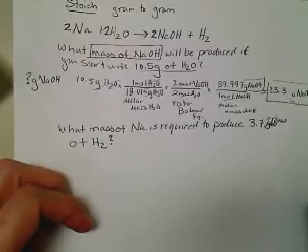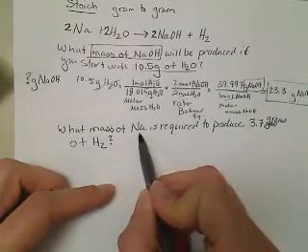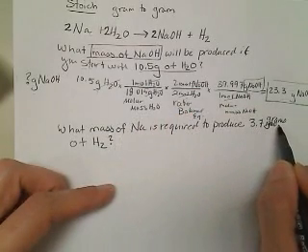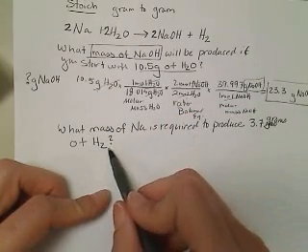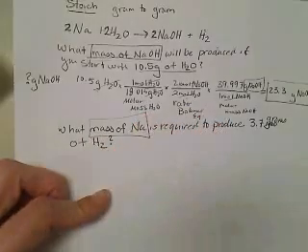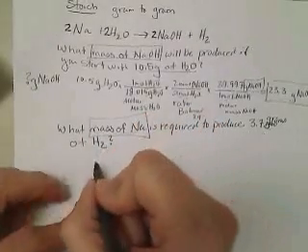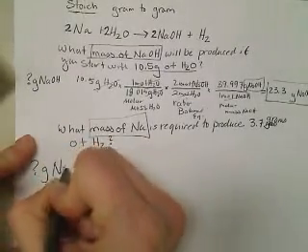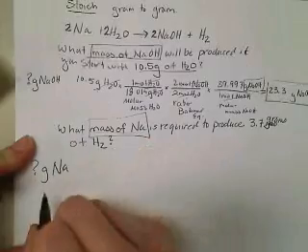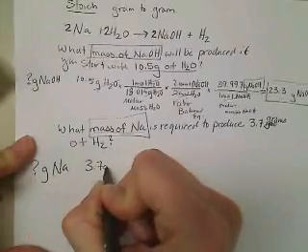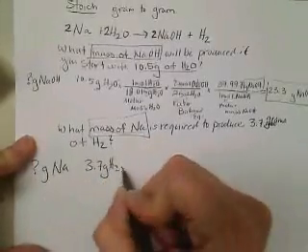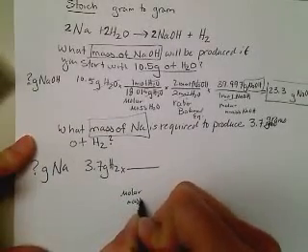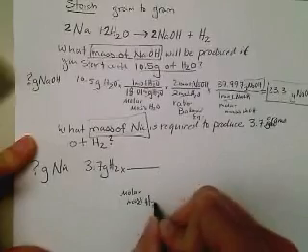It says, what mass of sodium is required to produce 3.7 grams of H2? So we're looking for the mass of sodium, and they're giving us 3.7 grams of H2. So we're looking for grams of Na, and we're starting with 3.7 grams of H2. Guess what my first step is? That's right, it's molar mass. It's just super exciting. And this is the molar mass of H2.